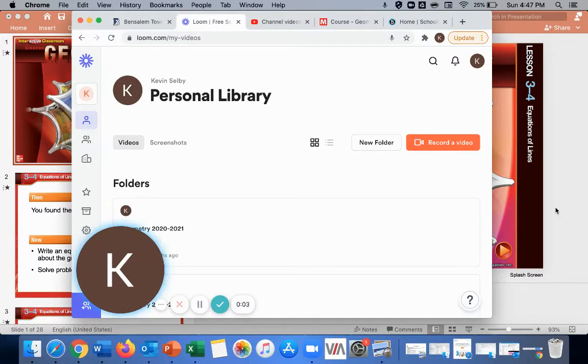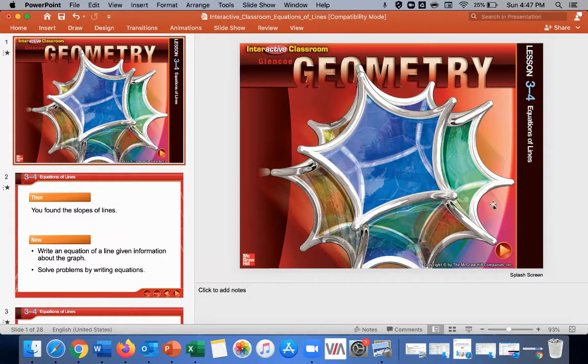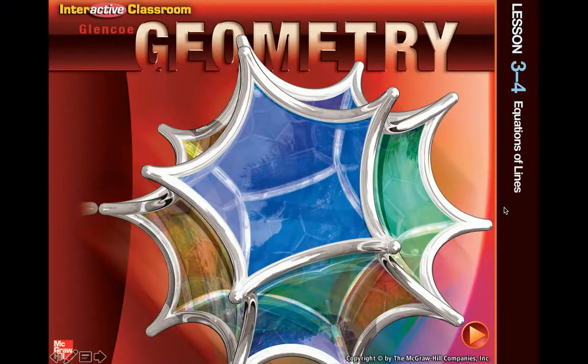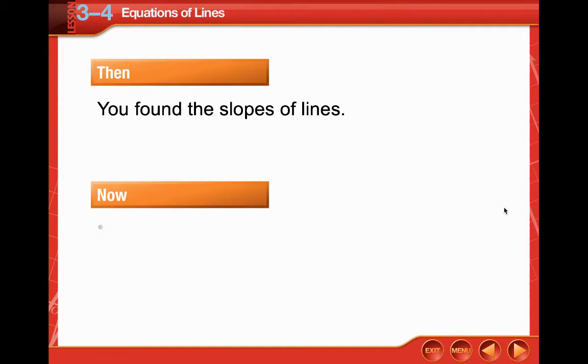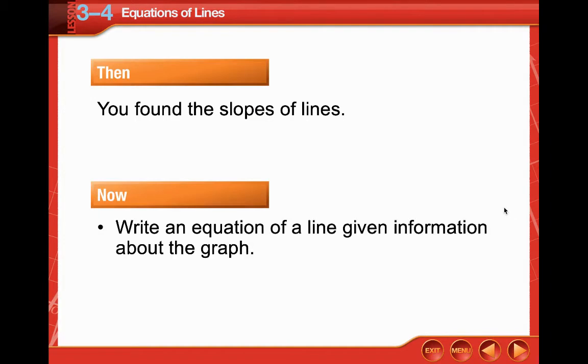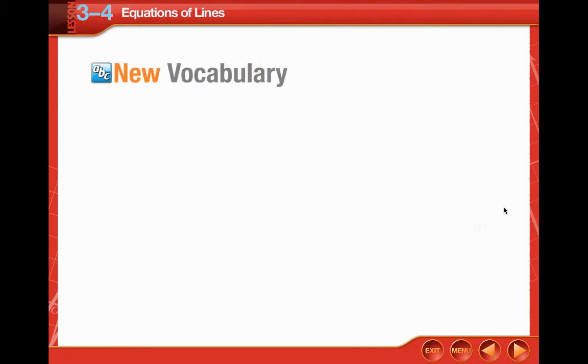Today we're going to do a little bit of equations work. So we're going to do equations of lines. Hopefully everybody's doing well. All right, so we've learned a little bit about slope. Right now we're going to focus on using slope to figure out how to draw lines. This should be quite a review from algebra. We found the slope of lines. Now we're going to write the equation of a line given information about the graph. So we're going to solve problems by writing equations.